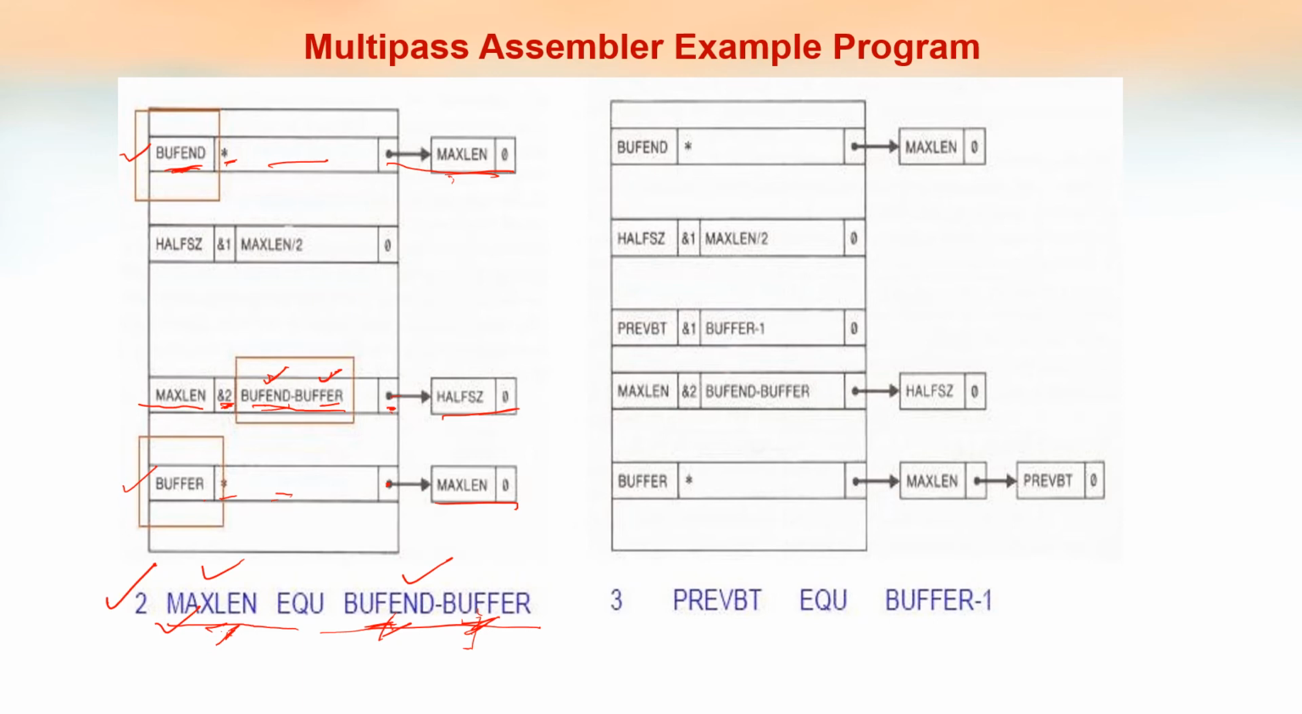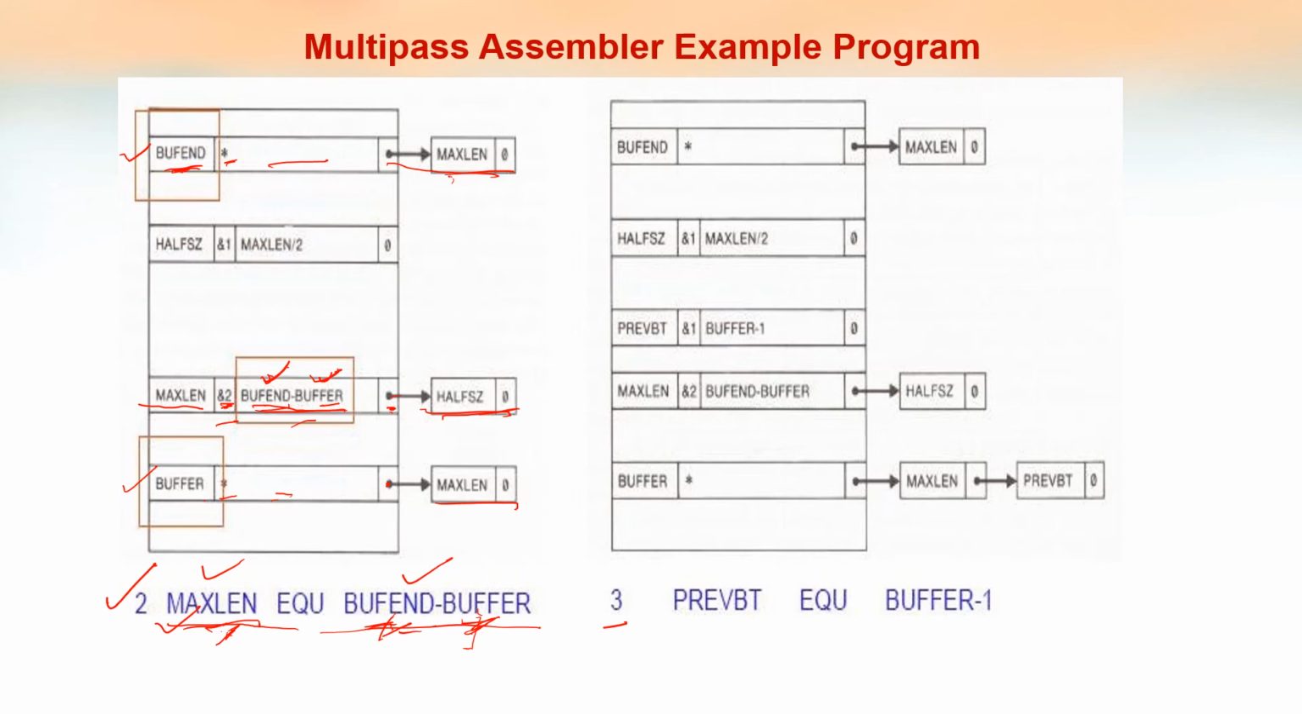So processing of the second line means entering into the sim tab. Maxwellian is already there in the sim tab. So the defining expression I have got with the second line, I have entered that one, and the number of undefined symbols also I have entered, and then the dependency list is already there. Then whatever symbols are there, buffend and buffer, both I have made entry into the sim tab. So next, coming to the third line. Second pass is over.